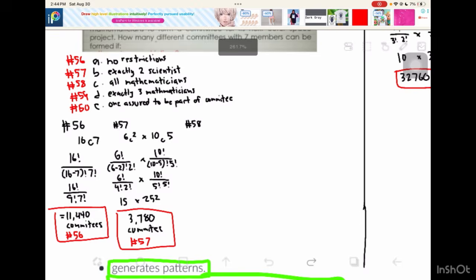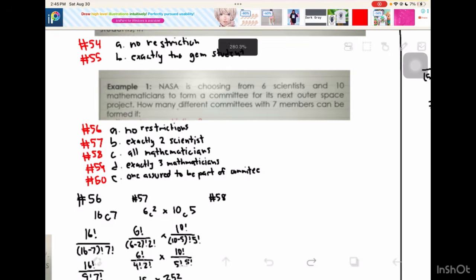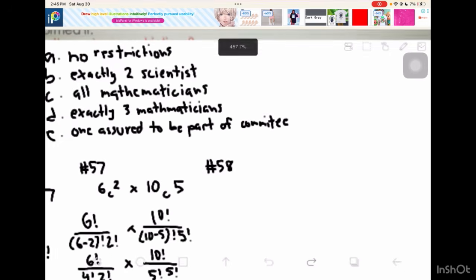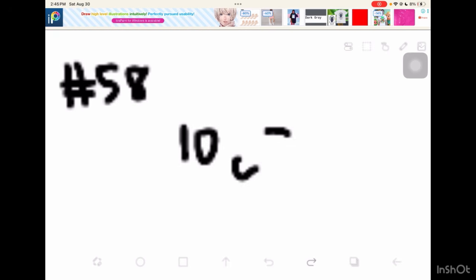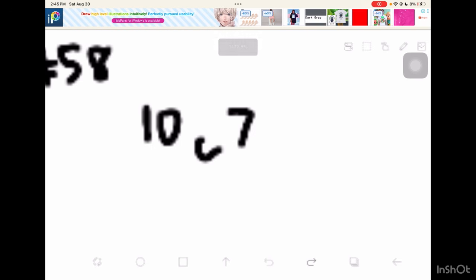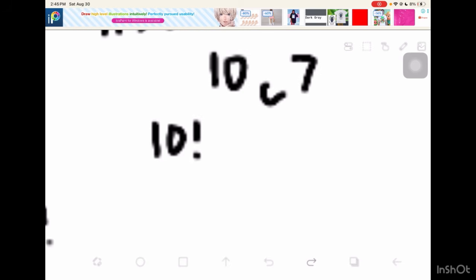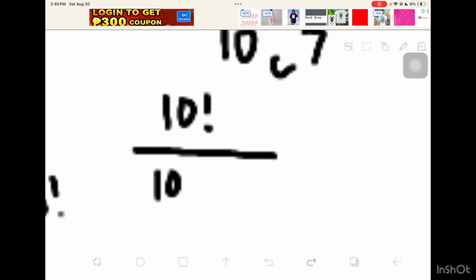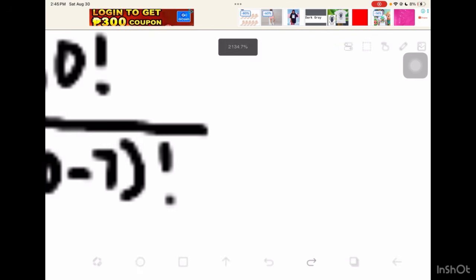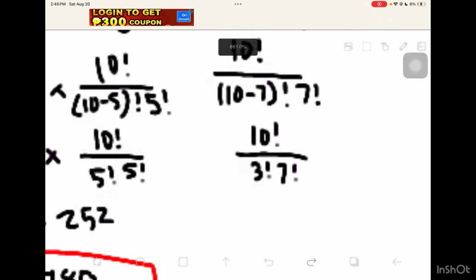Okay, number 58. I've clarified it, but it's all good. So number 58. All are mathematicians. So out of all 7, we are only going to be restricting to picking from the 10 mathematicians, which means 10 C7, because since we're only looking at mathematicians and we need 7 of them, we pick 7 out of the 10 mathematicians. This is equal to 10 C7, and this is 10 factorial over 10 minus 7 factorial, 7 factorial, which is equal to 10 factorial over 3 factorial, 7 factorial.